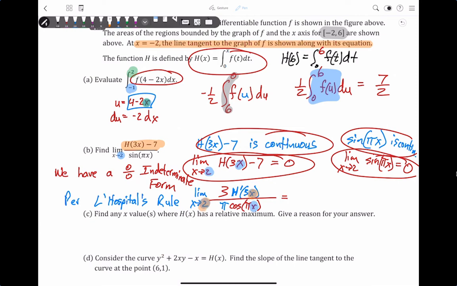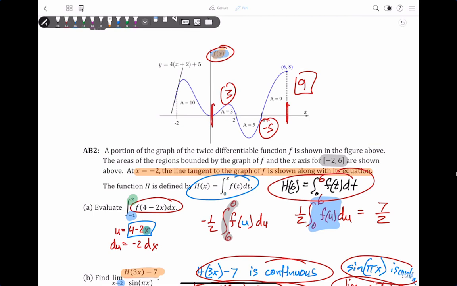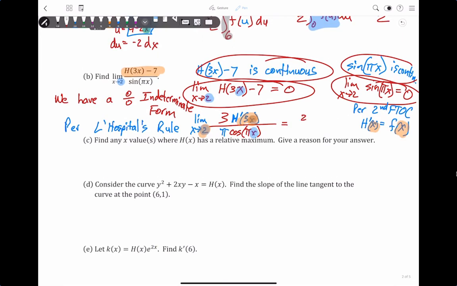So 2 plugged in here gives me h prime of 6. Okay, h prime. I knew what h of x was, but I don't know h prime without needing to use the second fundamental theorem. So per the second fundamental theorem of calculus, we're going to take the derivative of the left, which is h prime, and the derivative of the right, which is just f of x. So when we're looking for h prime at 6, it's the same as f of 6. This is an f graph, so f of 6 is 8. It's that y value. So we're going to say 8 times 3 is going to be 24, okay?